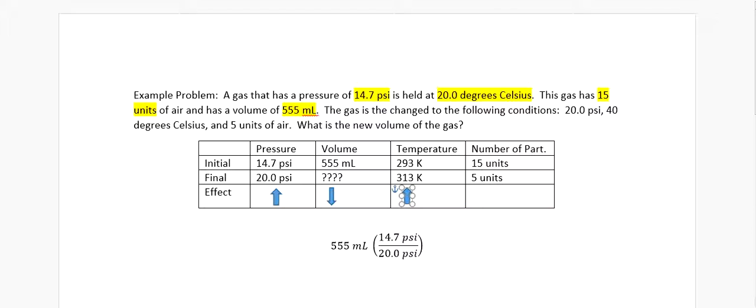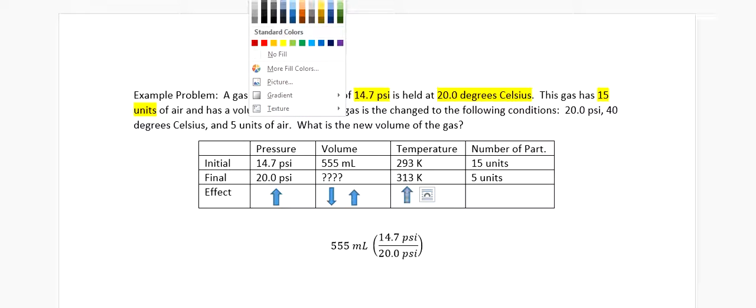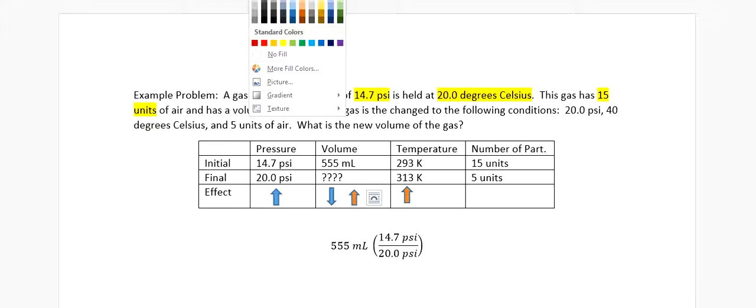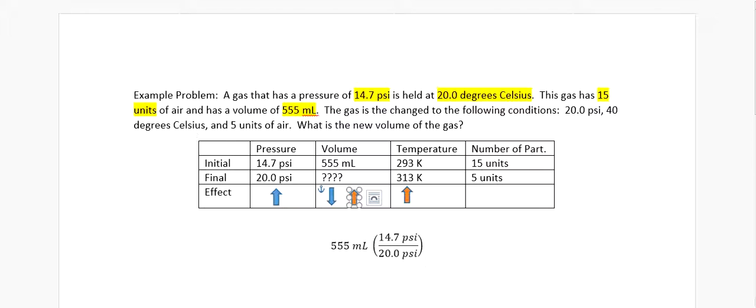For some reason I'm having a hard time copying, but let me just go insert here, and I'll just insert another up arrow. So I'll just show that that is increasing, and that is increasing because the temperature is increasing. So I'm even going to change the color here to make sure that I know that because the temperature is increasing, the volume is also going to increase.